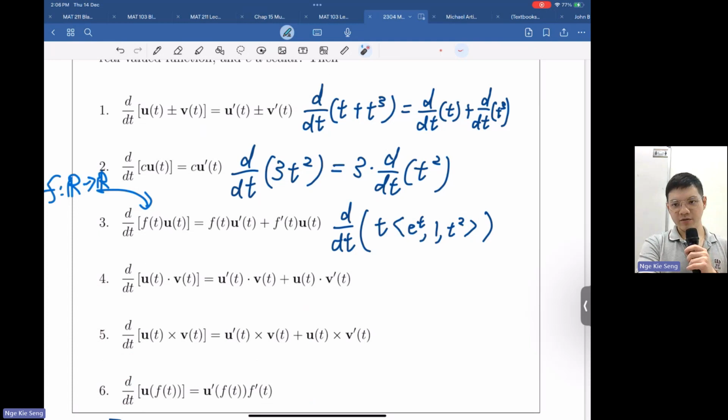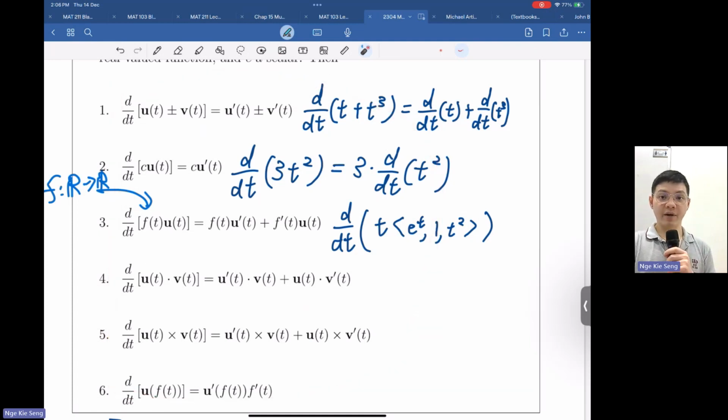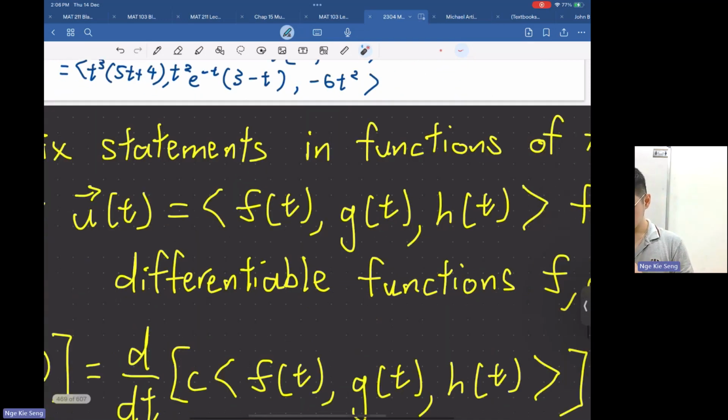Because you are in the maths class, right? You should learn how to prove this, and prove all these 6 statements here. To use them should be easy, right? You just apply this formula. But you need to learn how to prove them. So for example, let me show you.